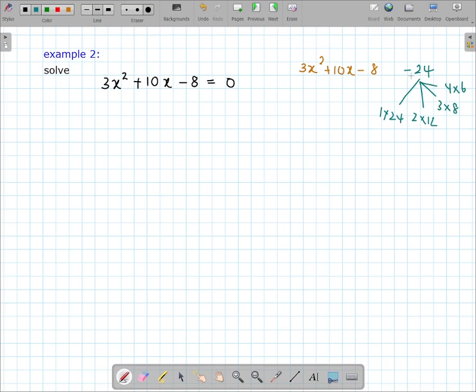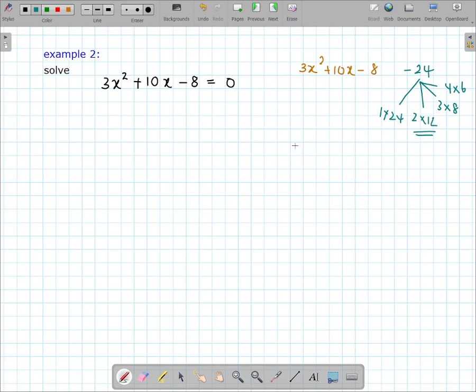Then, since here it is minus, I will take the difference of the factors to make this plus 10. So 24 and 1, difference 23; 12 and 2, difference, that is 10. We have the factors. So since it is minus, one is plus, one is minus. So here plus 10, how do you form plus 10? It is plus 12 minus 2.